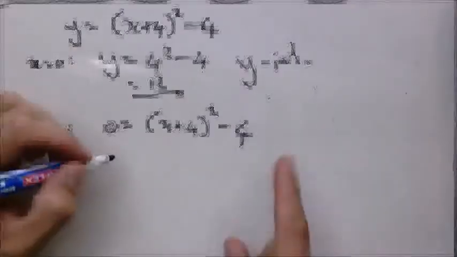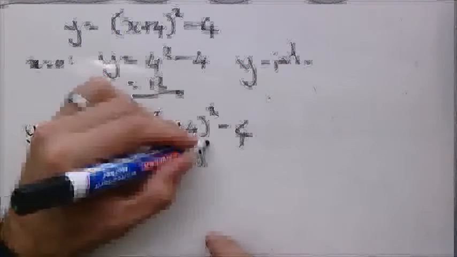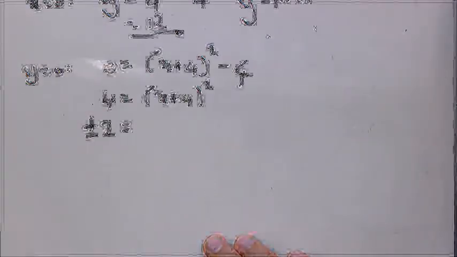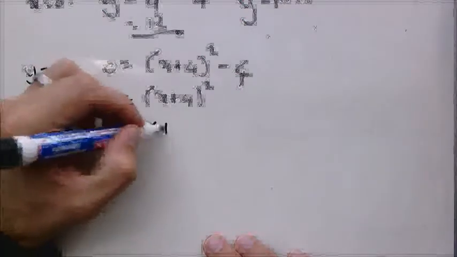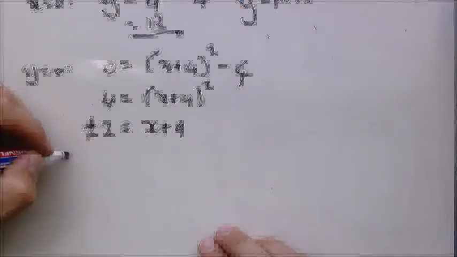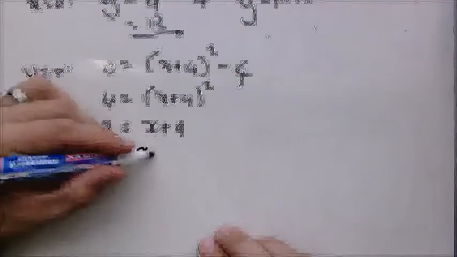So we take the 4 across, so it will be 4 equals x plus 4 squared. We take the square root on both sides, so this will be plus minus 2. Please remember the plus minus. And over here is just x plus 4. And from here on we know that it would be negative 4 plus minus 2 equals x.